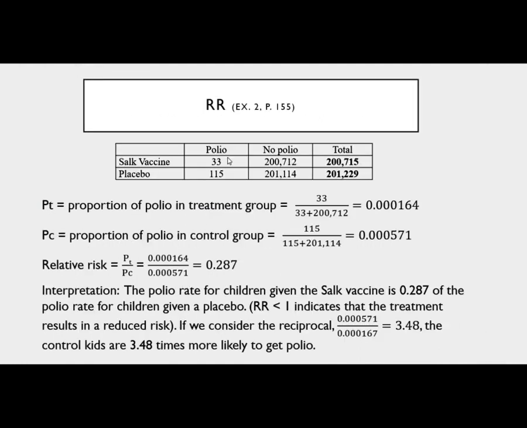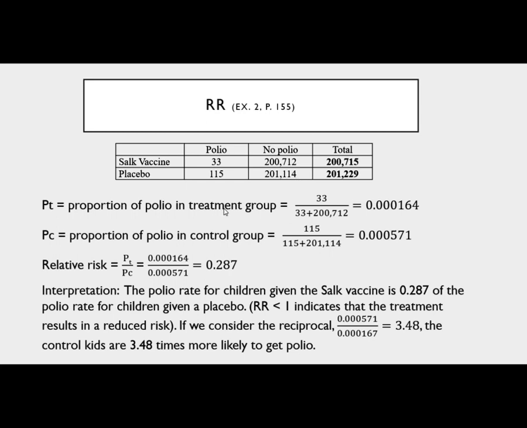So let's do an example. All right, so we've got Salk vaccine. We have 33 kids with polio, 200,712 without polio, or tested without polio. Placebo group 115 and 201,114, right, and then the totals.